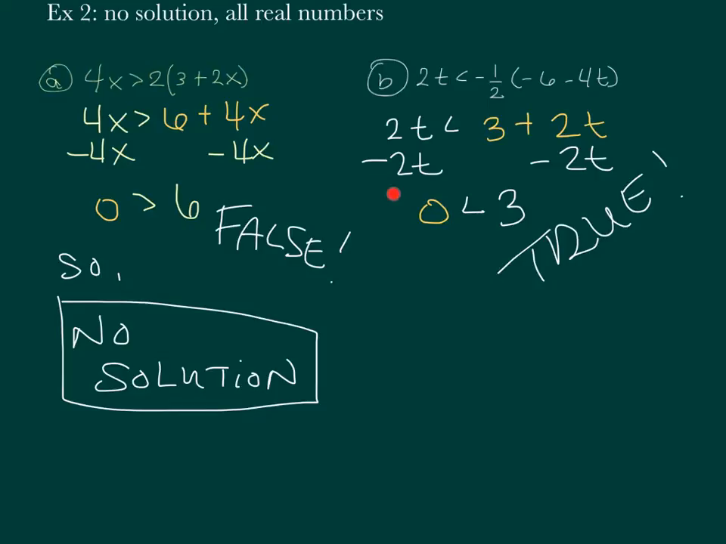Now, I read this: 0 is less than 3. That's always true, always true. When I run into a situation like this, where I have always true, that means that every number will work. So, my solution is all real numbers.